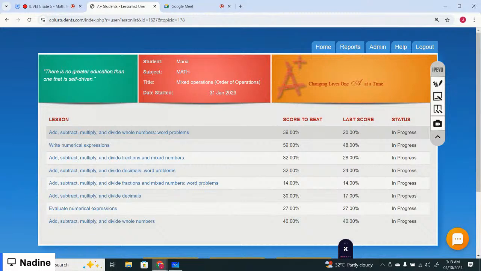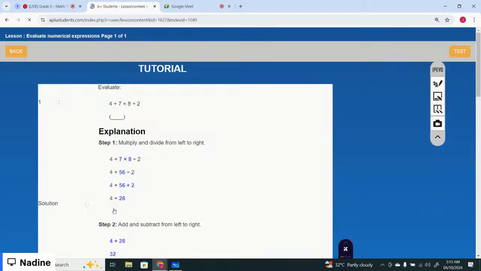Okay, the next lesson is evaluating numerical expressions. Let's just start with the next lesson. Here you are given more than one mathematical operation. You have to learn which one you have to solve and in which order you have to solve them.